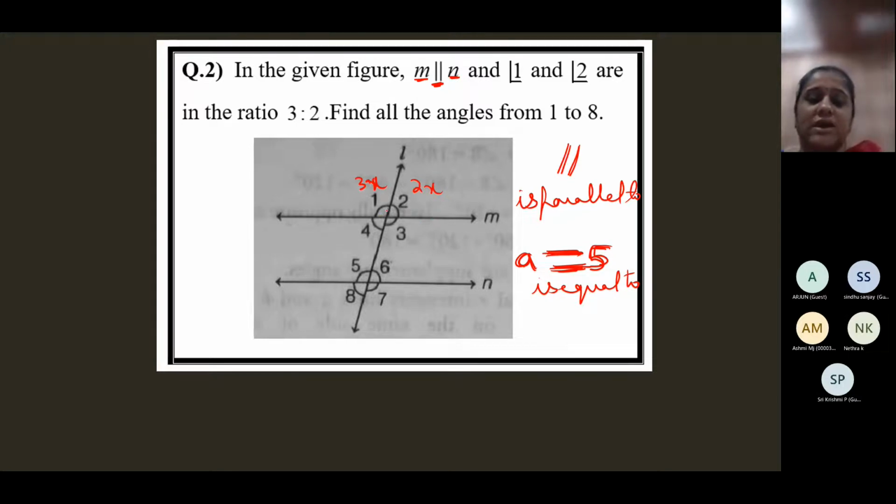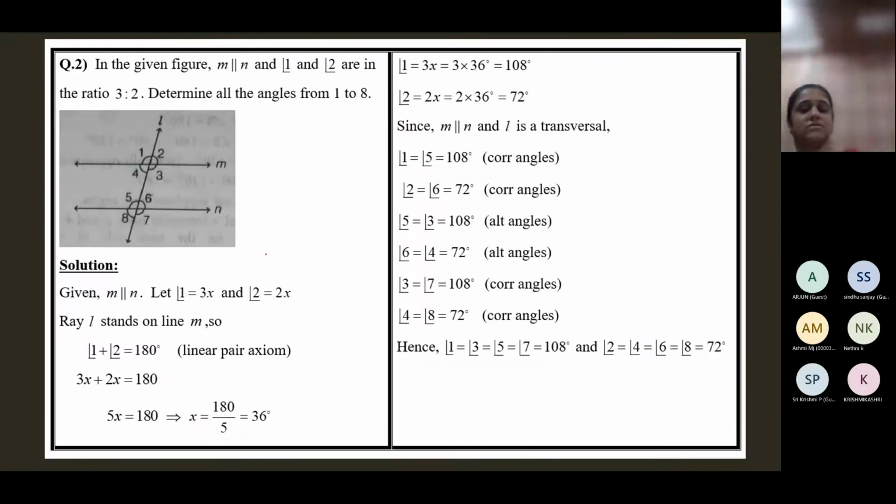So what is the relation between angle 1 and angle 2, children? Ma'am, they are linear pair angles, ma'am. Yeah, correct. So angle 1 plus angle 2 is equal to 180 because angle 1 and angle 2 stand on the same straight line M. M is a straight line and you can see a ray on it. Angle 1 plus angle 2 is equal to 180, linear pair. So like that, you can find the value of x, and hence you can find all the angles. You see the working here?